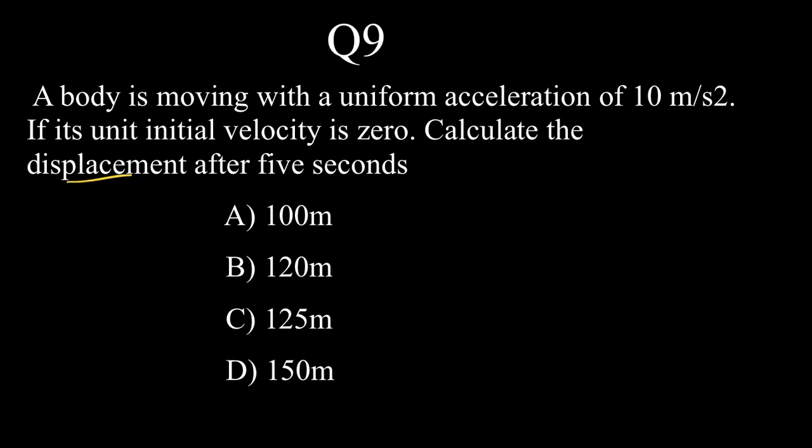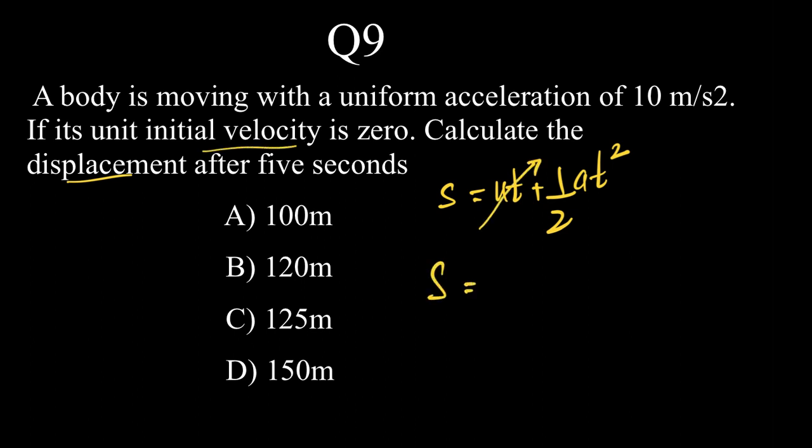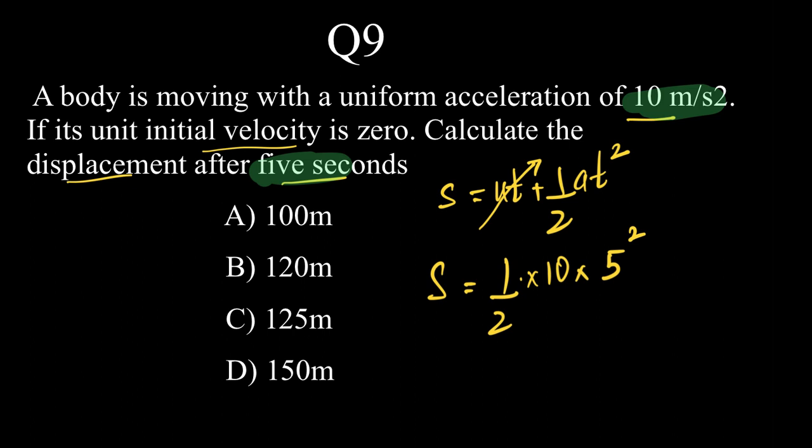We've been asked to find out the displacement. So displacement S is equal to ut plus half a t square. The initial velocity is 0, which means this term gets cancelled, so we get S is equal to half a t square. Acceleration is given as 10 meter per second square, so this is 10 into time, given as 5 seconds, so this is 5 square. So S is equal to 5 square is 25, 25 into 10 is 250, 250 by 2, which basically gives the answer as 125. So the correct option is option C.